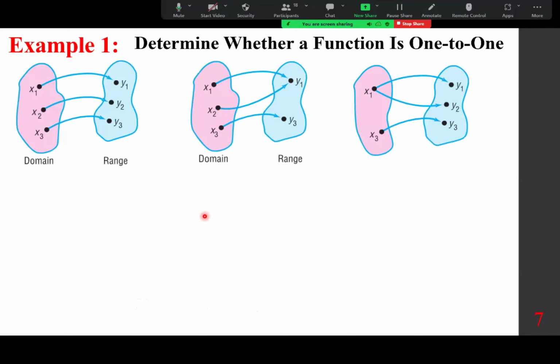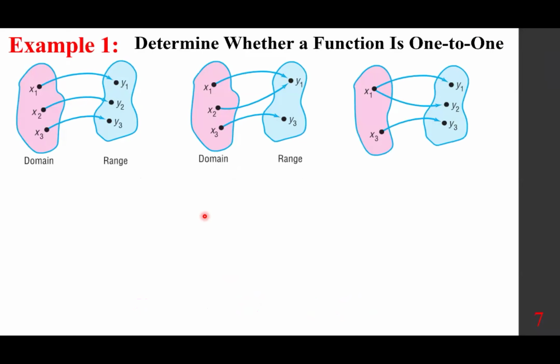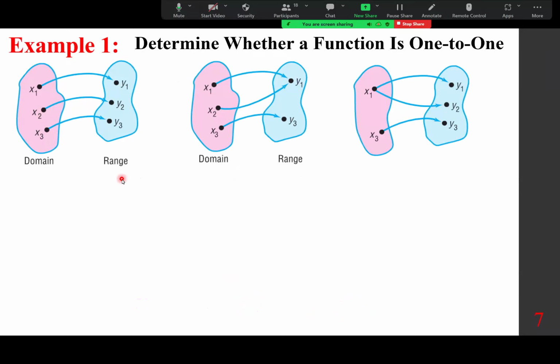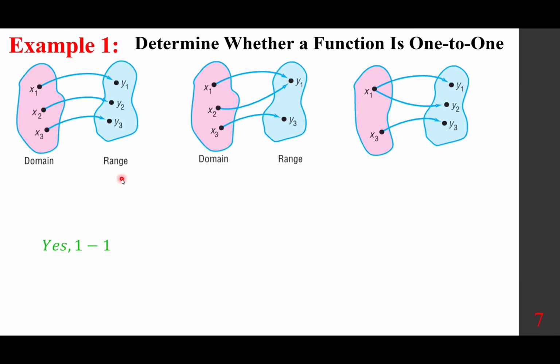Determine whether a function is one-to-one. Well, let's look at the first one. The x coordinates, the y coordinates, each one are unique. So we have a function, we also have a one-to-one function.